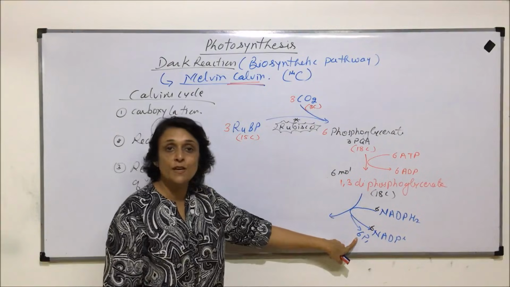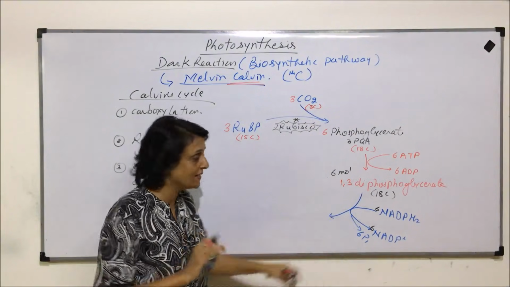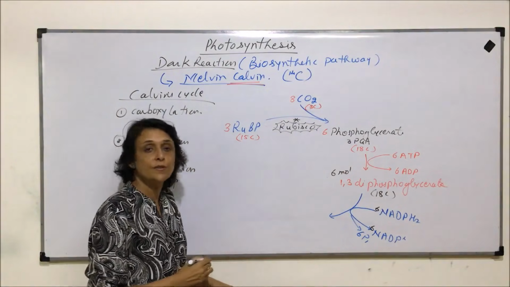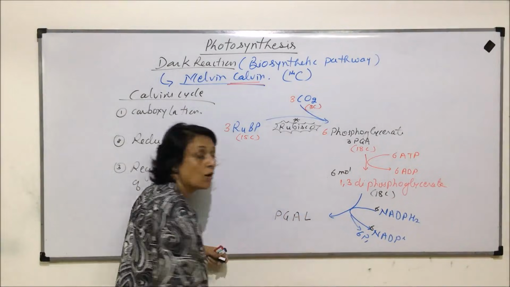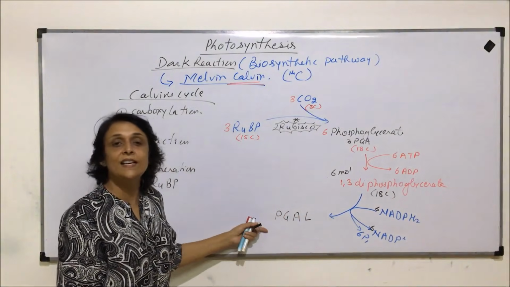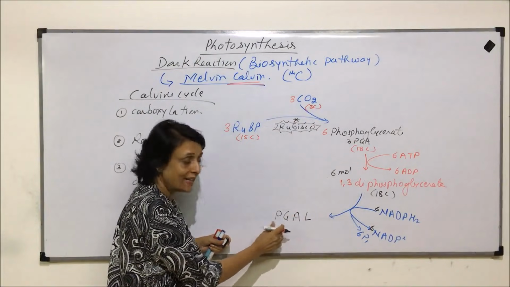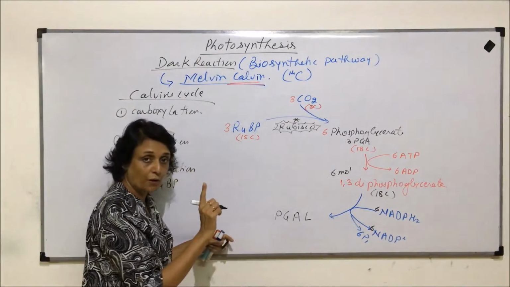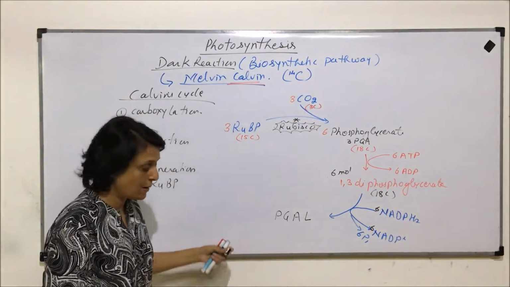Here there are 2 phosphates with each molecule and there are 6 molecules. So 6 phosphates are lost in the form of inorganic phosphates. 6 phosphates are still there and the molecule which is synthesized is PGAL, phosphoglyceraldehyde. So from acid now we have an aldehyde and it is still having 1 phosphate. This phosphoglyceraldehyde is also a 3 carbon compound.